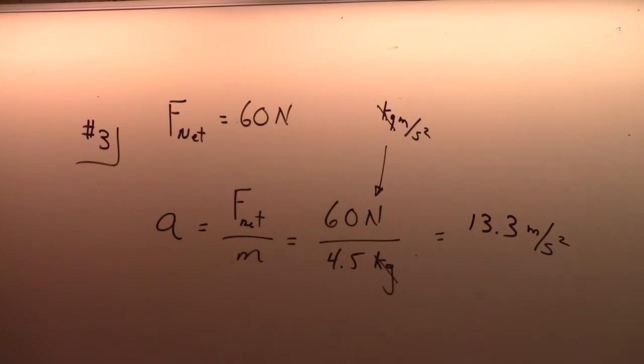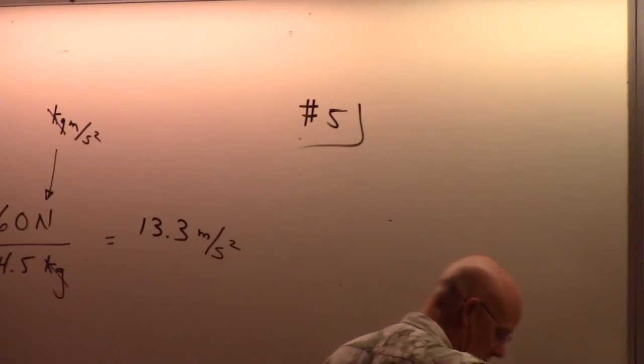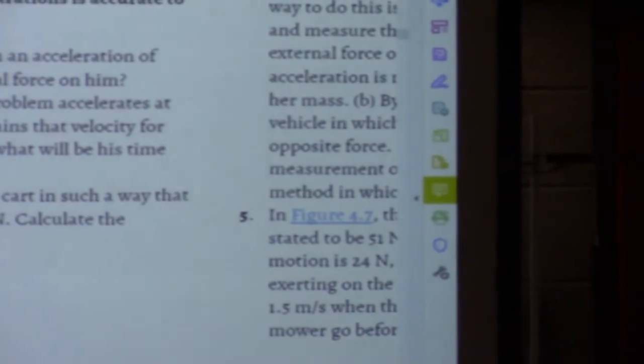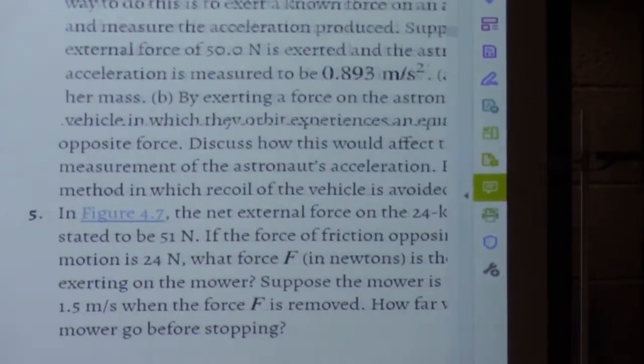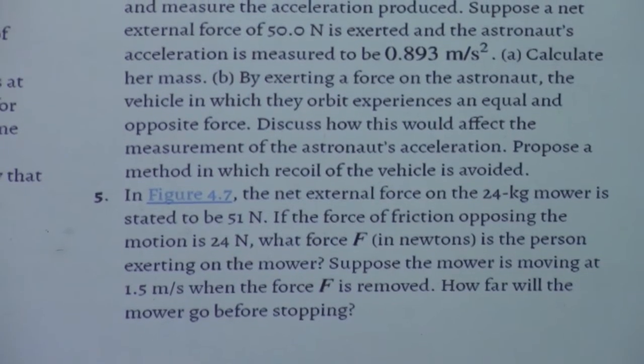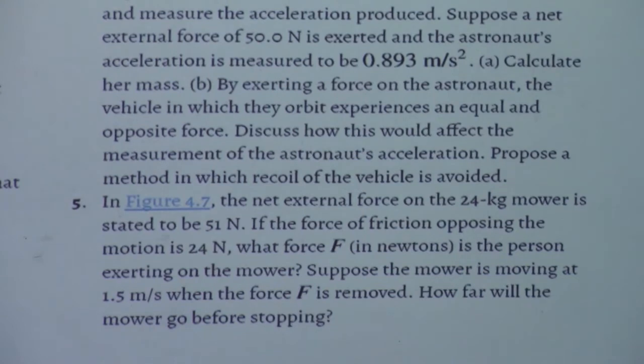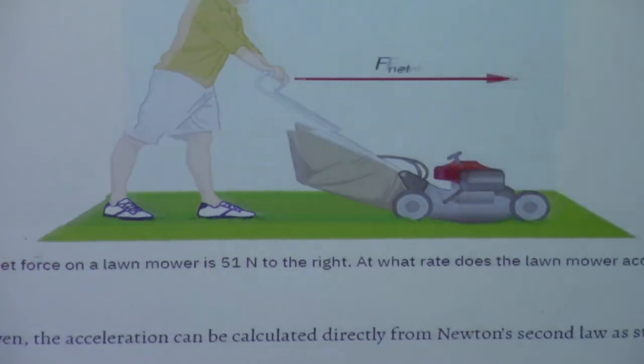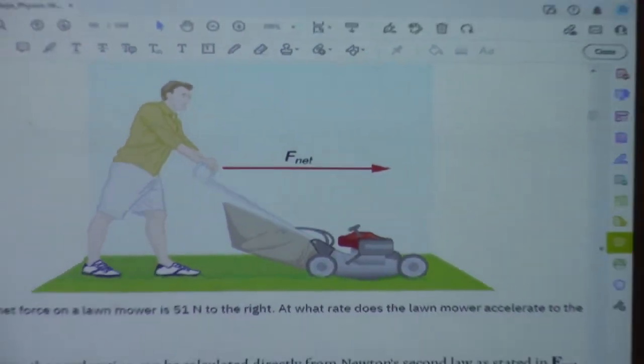Okay, so if that one was fairly straightforward, let's get to a little harder, but still maybe straightforward. Let's try number 5 here. And so number 5 says, in figure 4.7, the net force on the 24 kilogram mower is stated to be 51 newtons. Now, notice again, they said net external force. And maybe I should look at the picture for you. I'm going to click on it. It's going to look at what page I'm on. I'm on page 202. So here is kind of a picture here. So there's somebody pushing a mower.